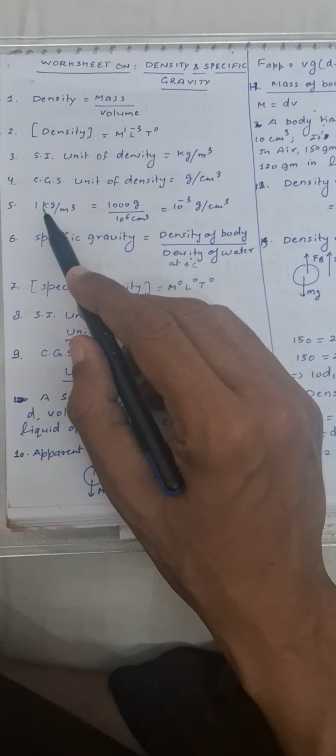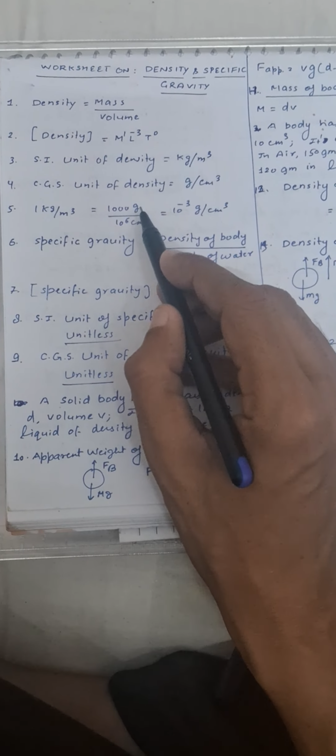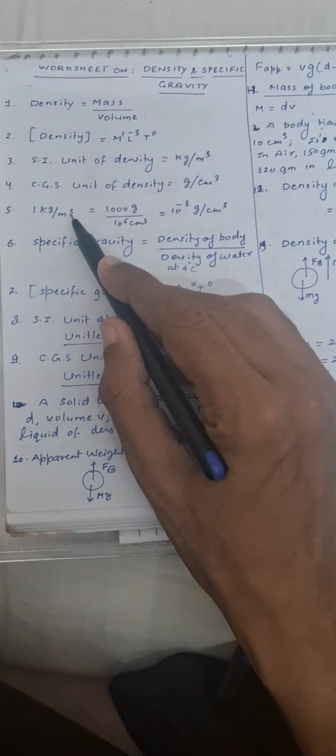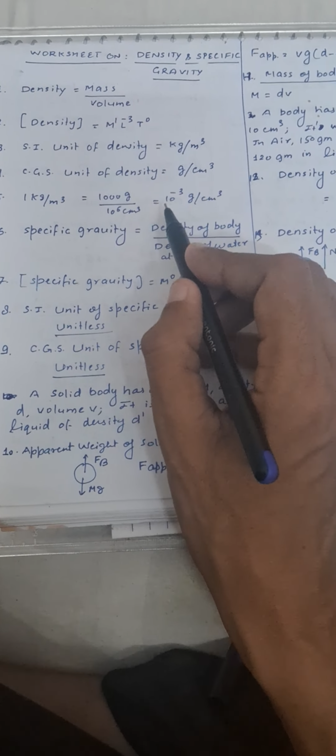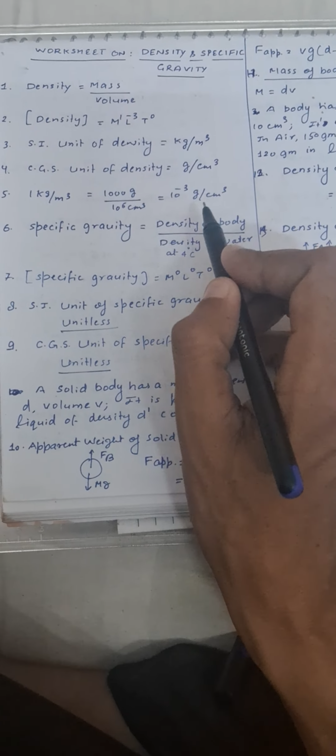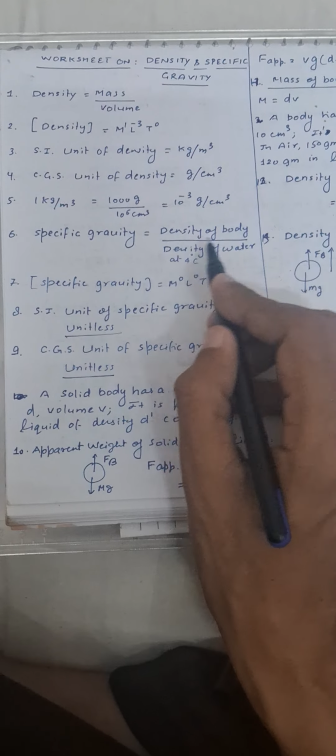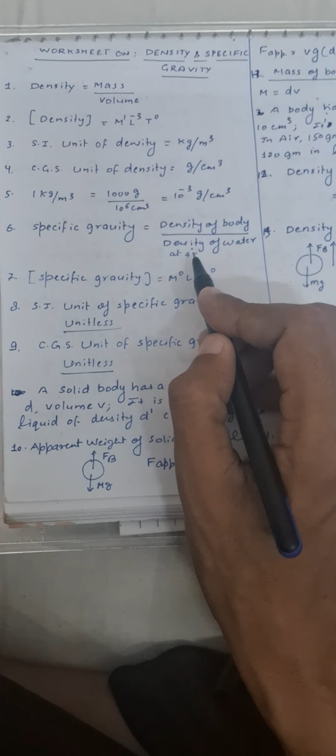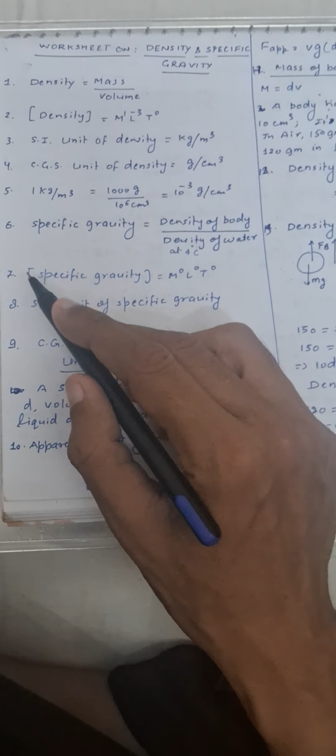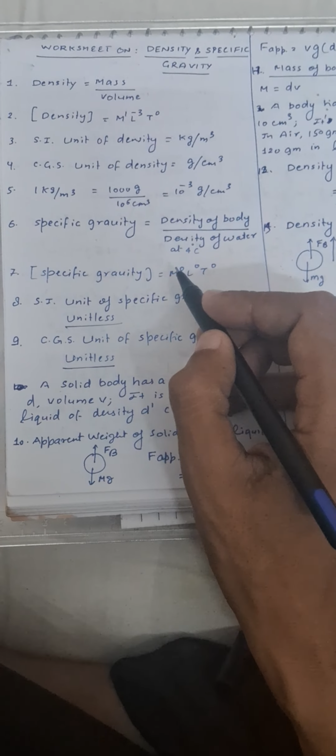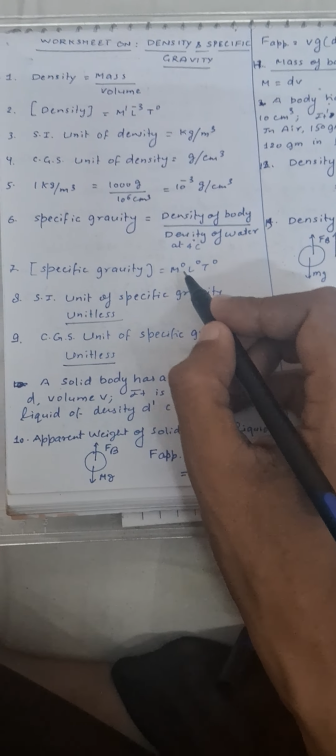Next, now we have a relation that 1 kg per meter cube. So 1 kg is equal to 1000 gram and 1 meter cube is equal to 10 to the power 6 centimeter cube. So it gives us 10 to the power minus 3 gram per centimeter cube. Then we have specific gravity, which is the ratio of density of body and density of water at 4 degree centigrade, which is 1 gram per centimeter cube. Then we have dimension of specific gravity. So it is dimensionless or has a dimension M0 L0 T0.